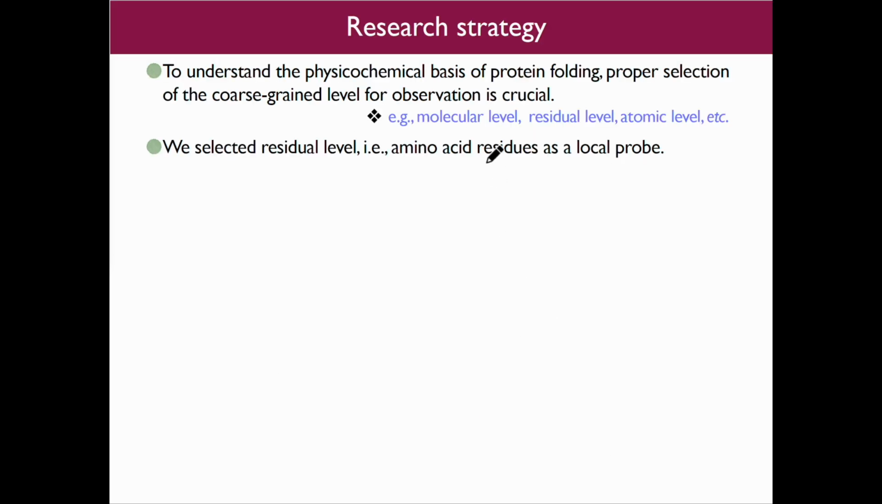This slide explains our research strategy. To understand the physicochemical basis of protein folding, proper selection of the coarse-grained level of observation is crucial. Mutational phi analysis uses the molecular level as the coarse-grained level of observation, but we selected the residue level, that is, amino acid residues as a local probe.